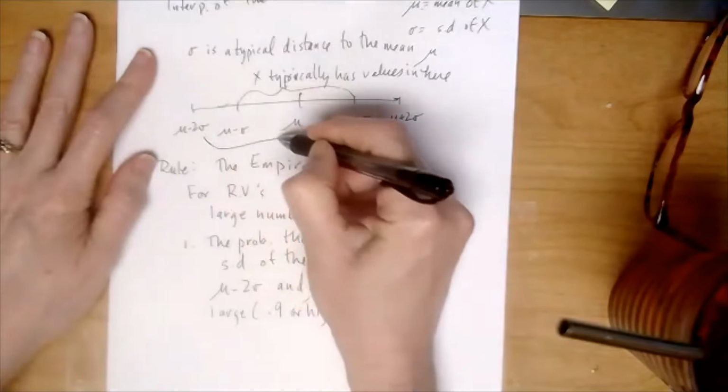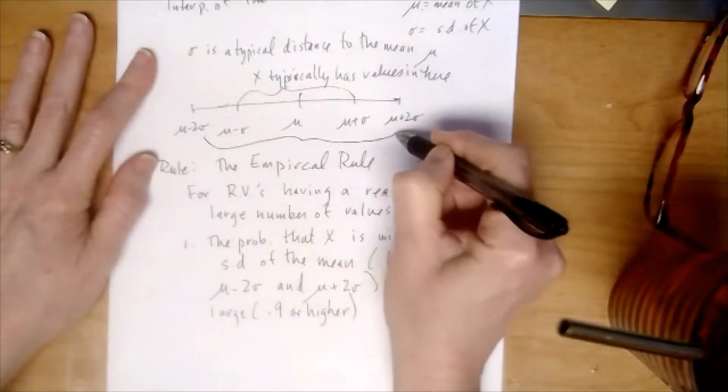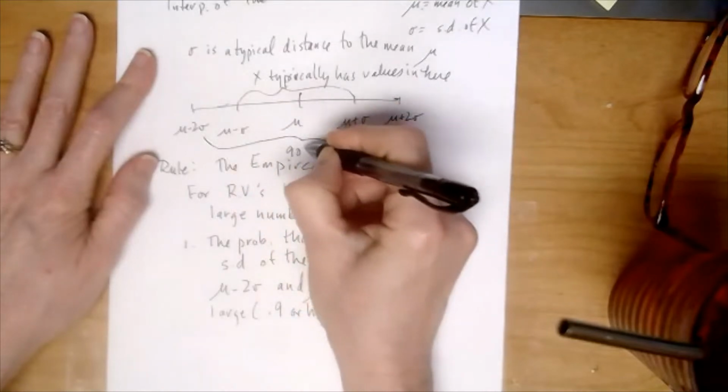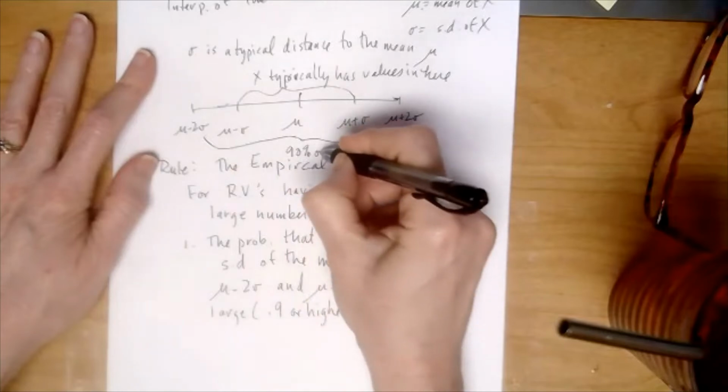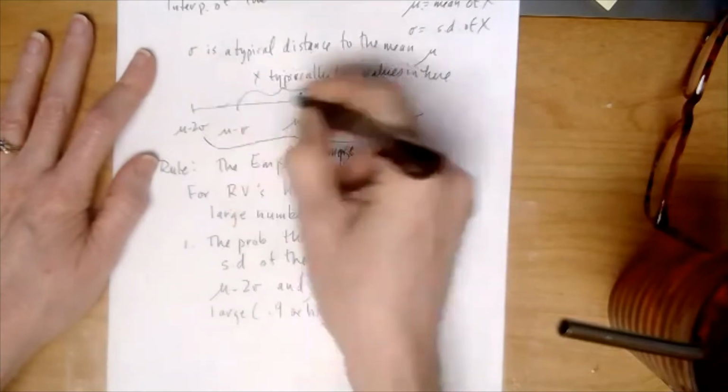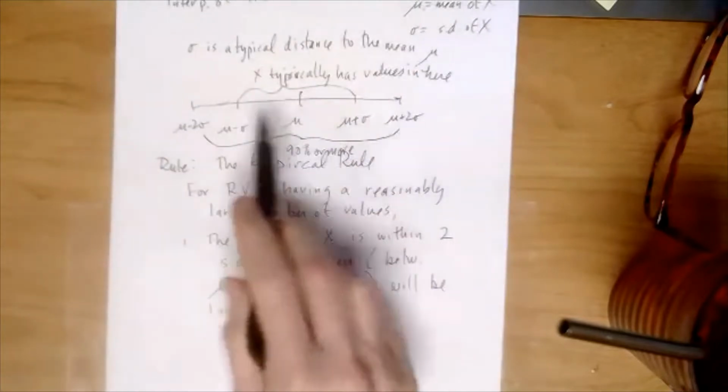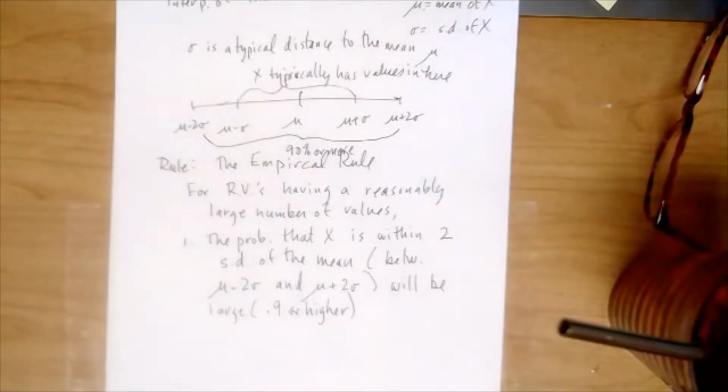All right, so if we could look at this guy. This guy's going to occur 90% of the time or more. All right, so there's going to be some x values, some possible values of x in here. So we expect that to occur a lot. Those values should occur a lot.